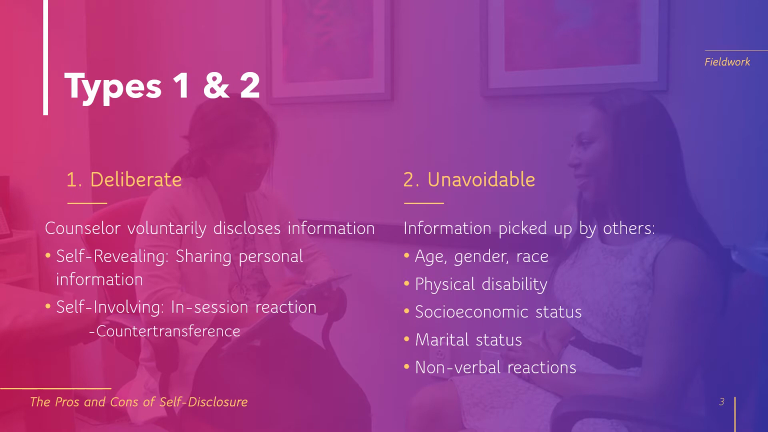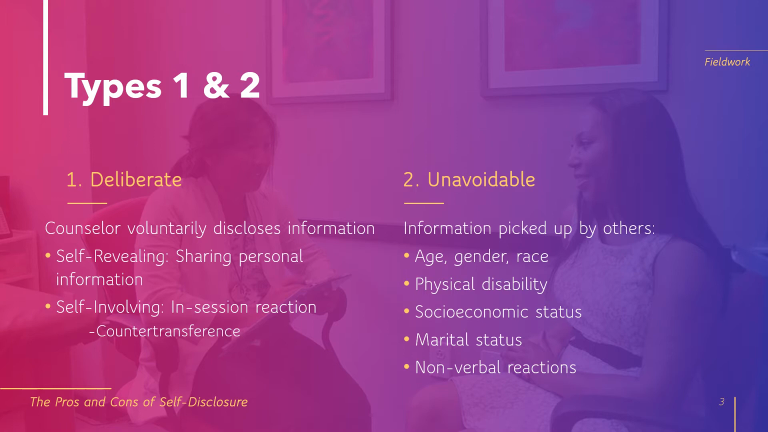Here you can see type 1 and type 2. So first of all, type 1 is deliberate. This is where the counselor voluntarily discloses information to the client. It could be the counselor sharing that they've gone through the same kind of situation as the client, maybe talking a little bit about their own personal life. For example, that they have a family or that they have kids. That would be an example of self-revealing self-disclosure, where you're voluntarily giving up that information.